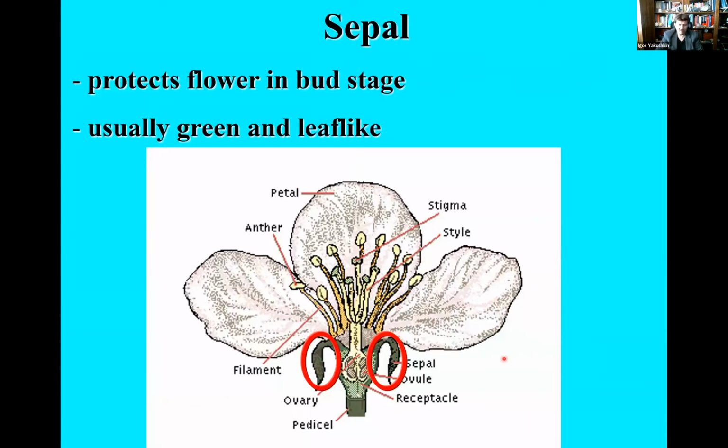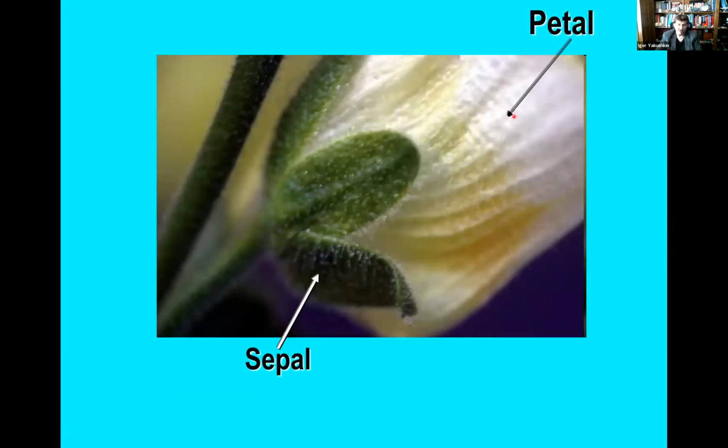And then the sepals, usually green parts, protect the flower at the bud stage. In many cases, you will not see them, and we'll talk about incomplete flowers. So here we are looking at the petals, and then the back of the flower, of course, is the sepals.